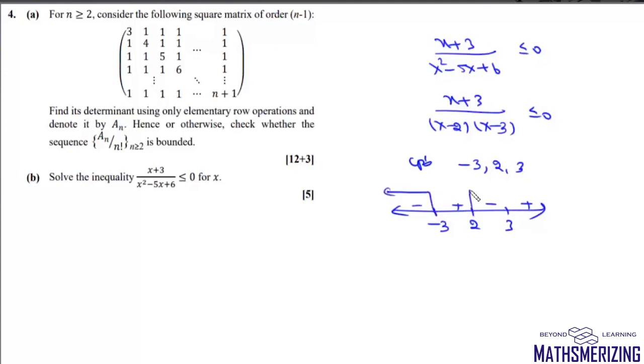So either the value of x is less than minus 3 or it lies between 2 and 3. Now since this inequality contains an equality, we'll include roots of the numerator, which is minus 3, and we'll exclude roots of the denominator. So the solution to this inequality will be from minus infinity to minus 3 included, union 2 to 3 both not included.